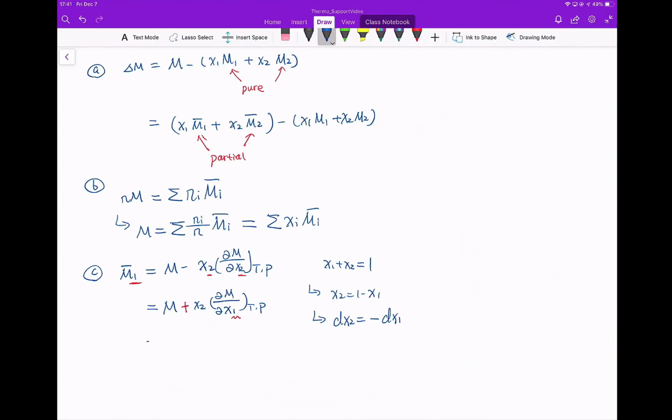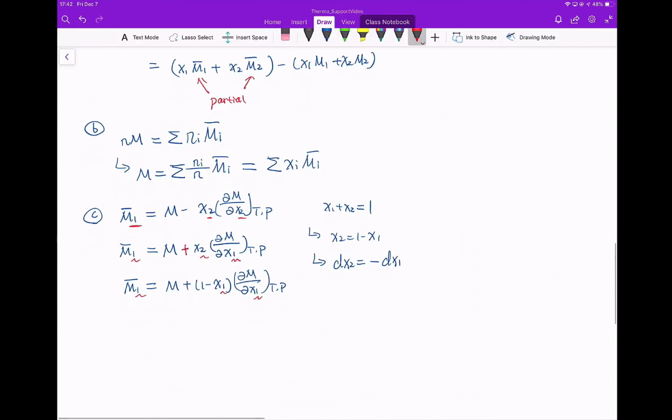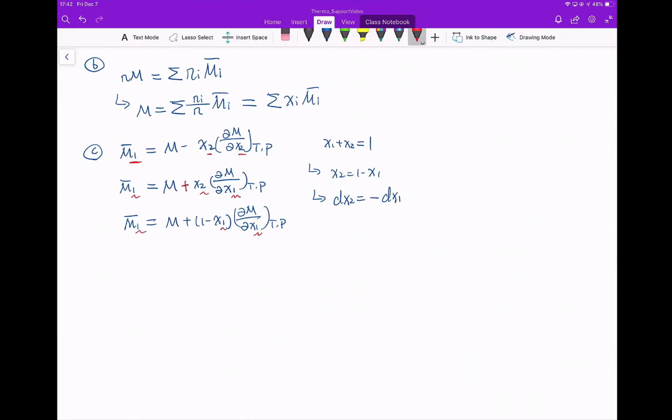Okay. Secondly, if I want to replace this x2 by 1 minus x1, then I have dn over dx1, still keeping the same temperature, pressure fixed. So this is m1 partial, this is also m1 partial. Try to pay attention to those. You don't have to memorize the equations and provide one equation, but you have to know how to move from one equation to the other in different forms.